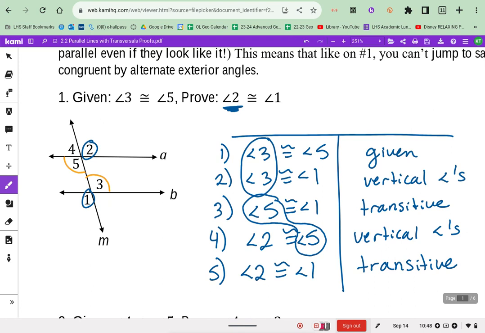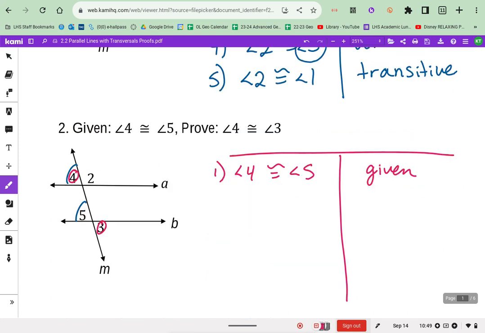Okay, you guys try number 2. Okay, let's go ahead and talk about it. So after your given step, can someone share what you did next? Yeah, go for it. I said angle 5 and angle 3 are vertical angles. Yeah, okay, that's great. So angle 5 and 3 are vertical angles, so they are congruent.